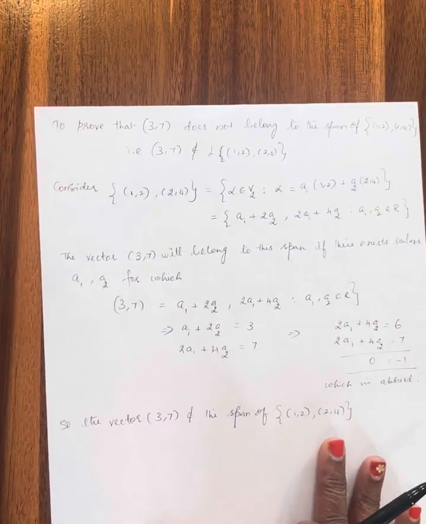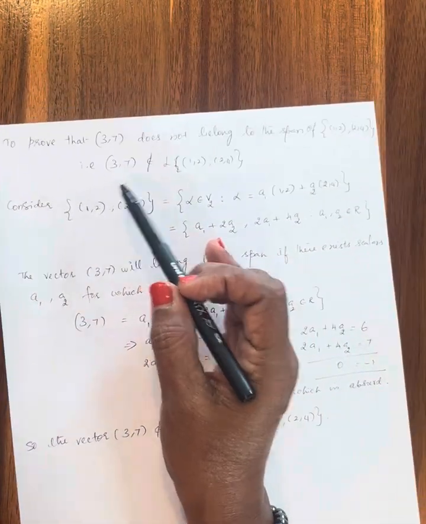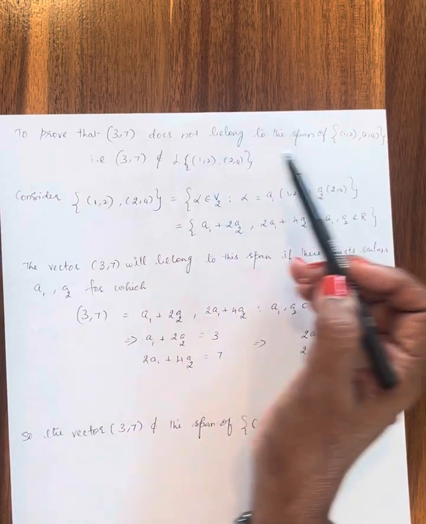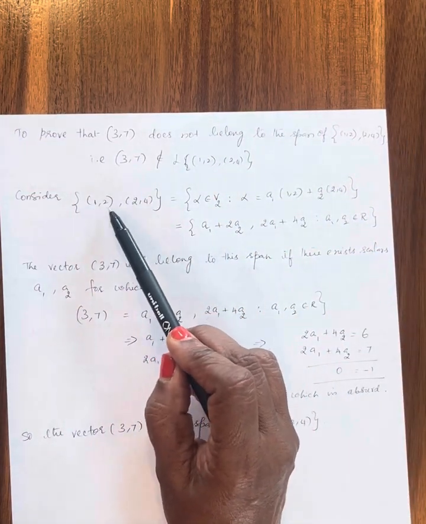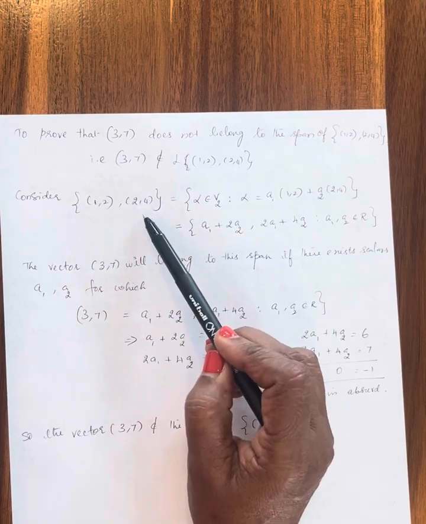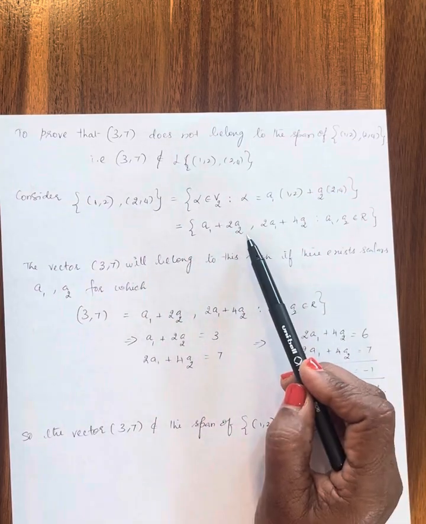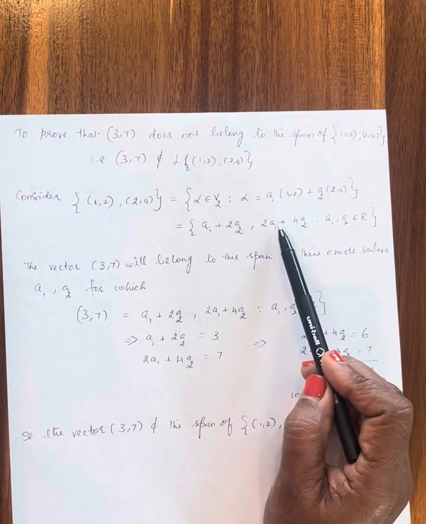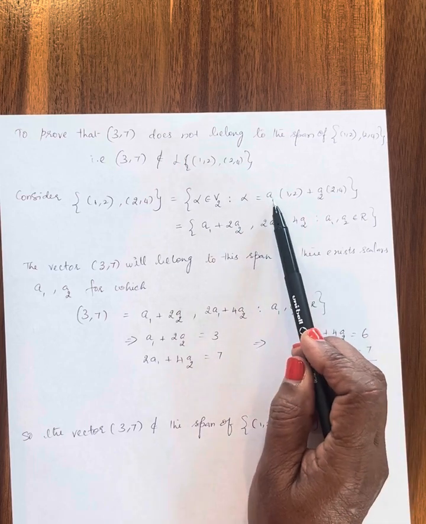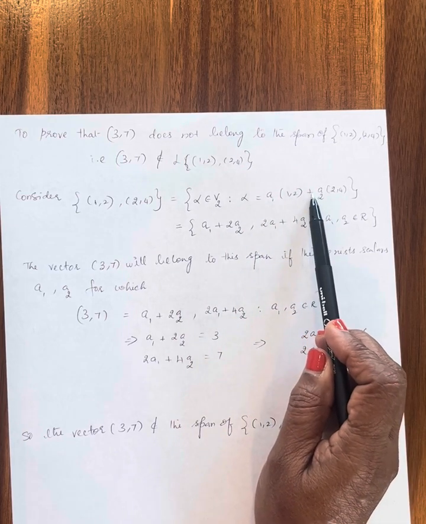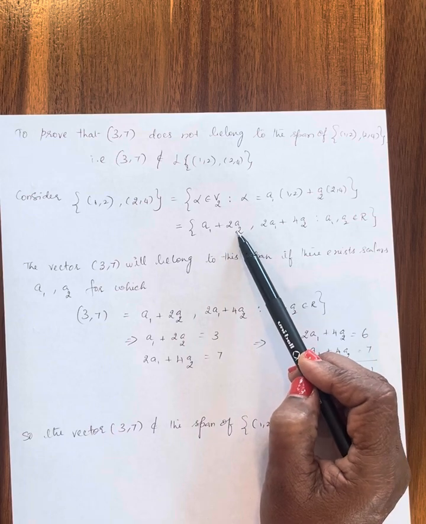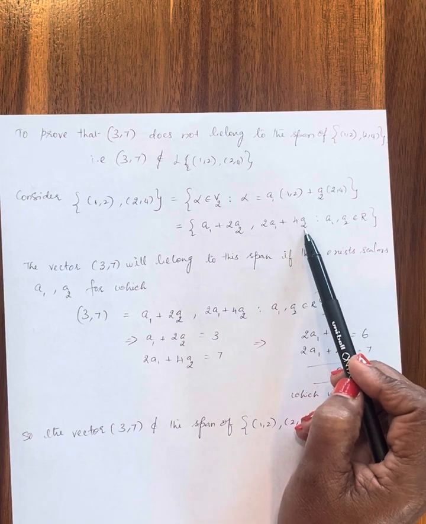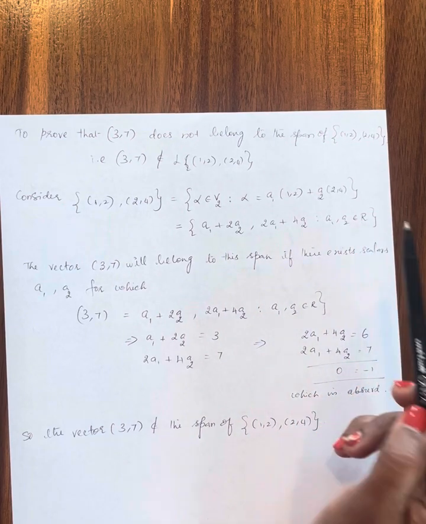Now completing the second part, we need to prove that (3, 7) does not belong to the span of (1, 2), (2, 4). That means let us take (1, 2), (2, 4), and this can be expressed as (a1 plus 2a2, 2a1 plus 4a2), because alpha is equal to a1 into (1, 2) plus a2 into (2, 4). So this should be (a1 plus 2a2, 2a1 plus 4a2), where a1, a2 belongs to R.